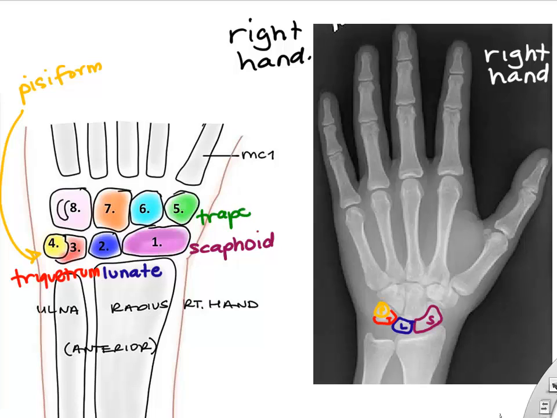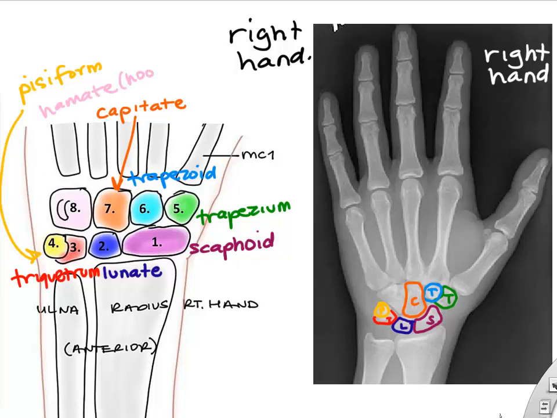And then we'll start the next row of carpals. The first one is trapezium. The next one is trapezoid, followed by capitate. And that's probably the biggest one. And then the final one, it has a little hook on it, is called the hamate. And so there you can see in the x-ray is the hamate. And you can even see the little hook on the x-ray. So those are the carpal bones.